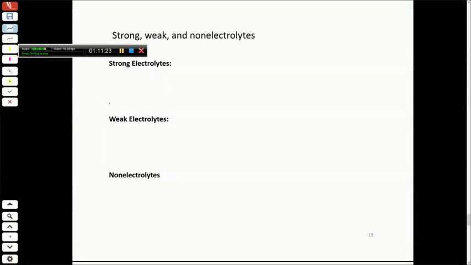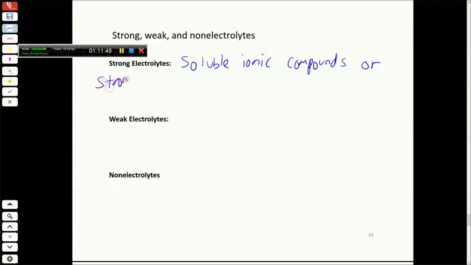So strong electrolytes, the ones that give a lot of solution electrical conductivity, are soluble ionic compounds, the classic examples. We saw that in that video, all of the soluble ionic compounds they looked at, I think they looked at two anyway, was sodium chloride and sodium hydroxide. Both of those gave strong electrical conductivity. Both of those are strong electrolyte solutions. Or the other class of compounds are called strong acids.